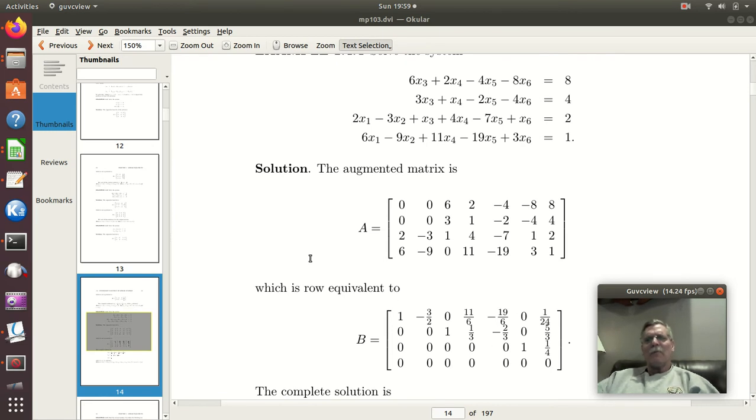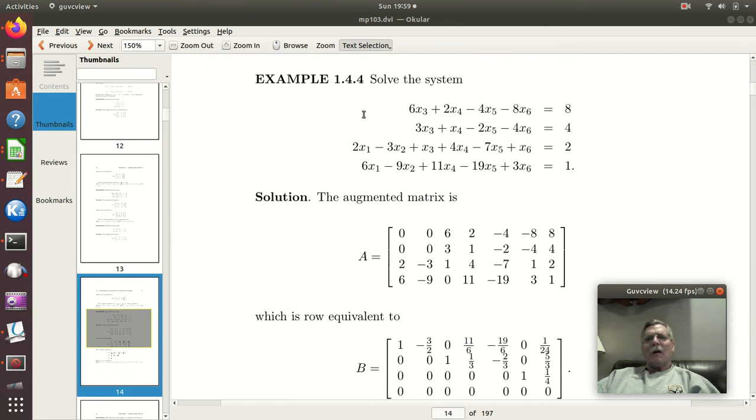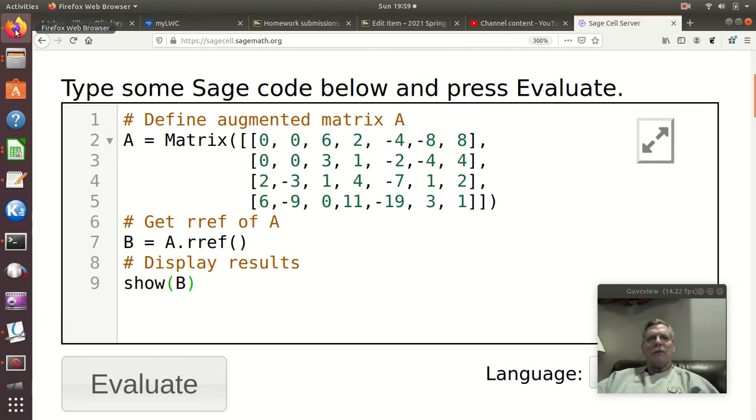Okay, well, we can perform that same magic. We can take the coefficients off of this, plus the right hand side, to make the augmented matrix, and I did that in Sage. And so here I've defined the augmented matrix. There it is, just like what they had.